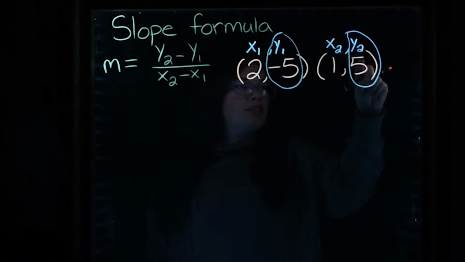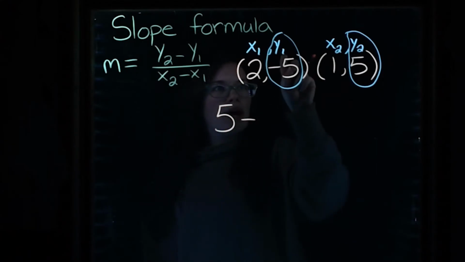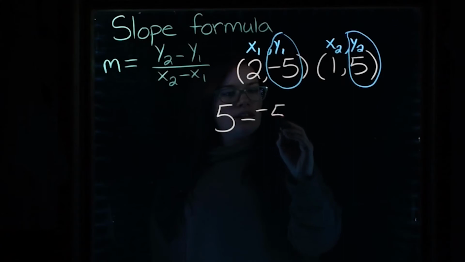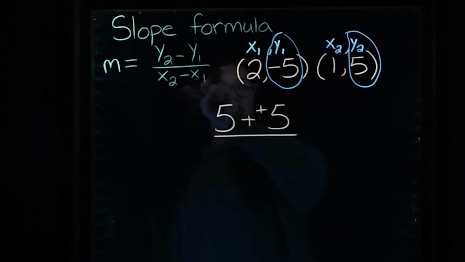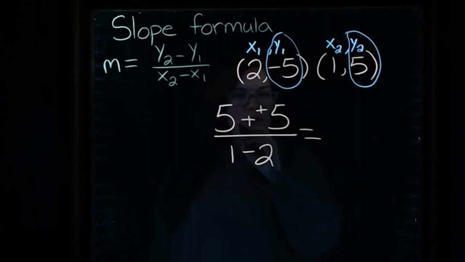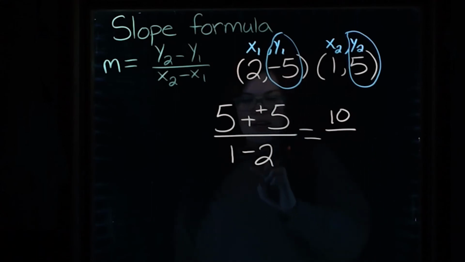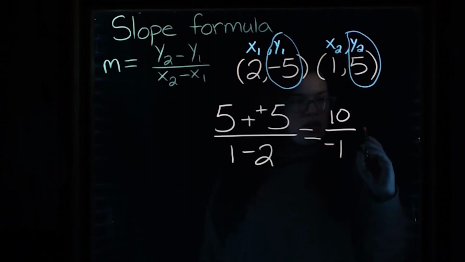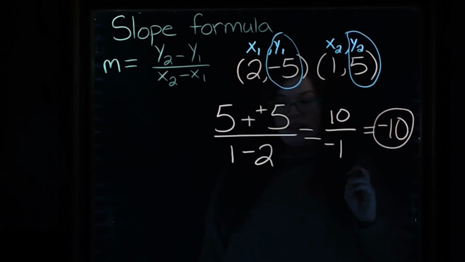I go to my y2, I have it nice and labeled so I know what that is, minus my y1. Again, that double negative turns to a positive. My x2 minus my x1, and I go ahead and do what the problem tells me. 5 plus 5 is 10, and 1 minus 2 is negative 1, so my slope would be negative 10, and that's it.